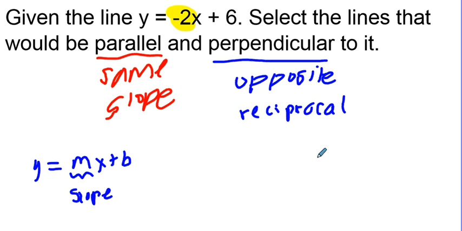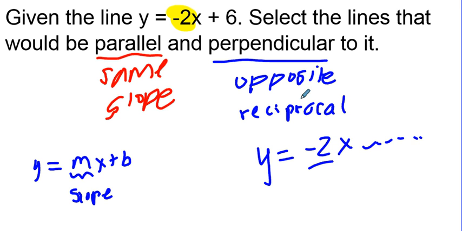So our same slope would have had y equals negative 2x and then yada yada yada after it. That yada yada yada after it, the y-intercept, it doesn't matter what it is. All that matters was that it had that negative 2 in front.